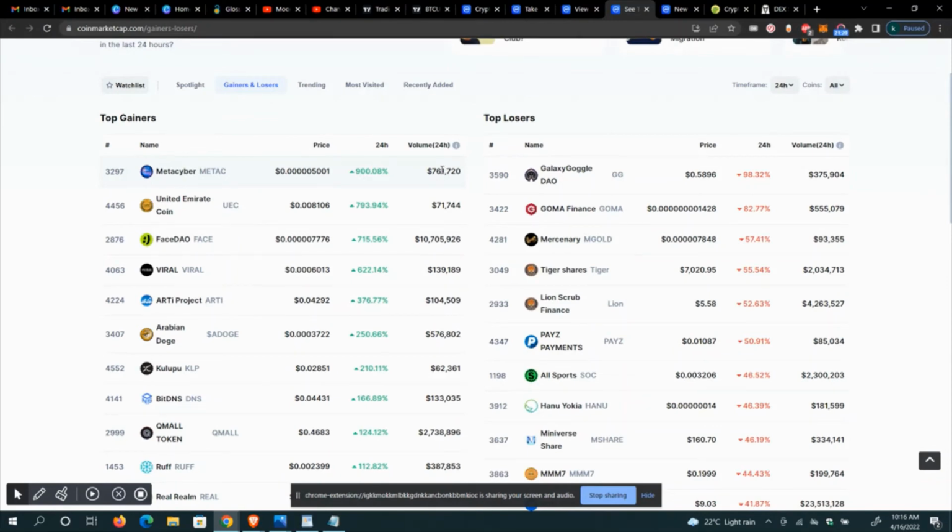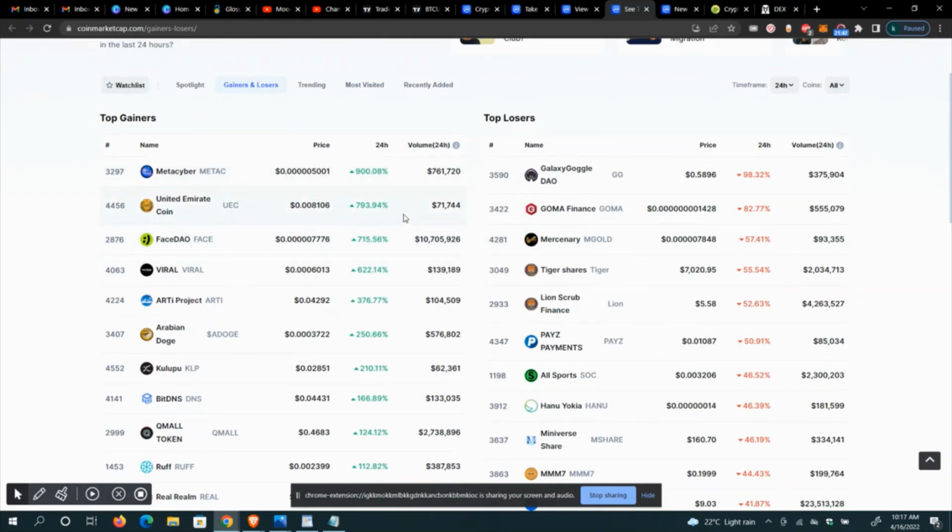The volume simply means the money that was spent in buying the coin in the last 24 hours. And now we have the United Arab coin. This is the price it's being sold for, this is the percentage it did in the last 24 hours, and this is the amount that was traded in the coin in the past 24 hours. So is this Face DAO, you understand? That is how this is explained.